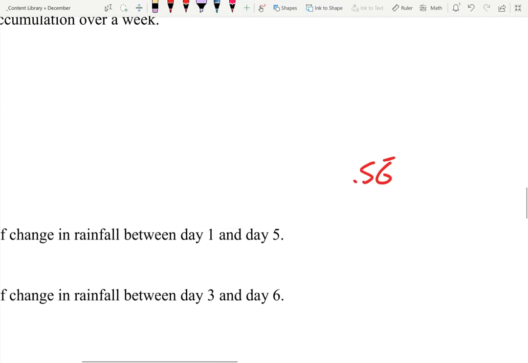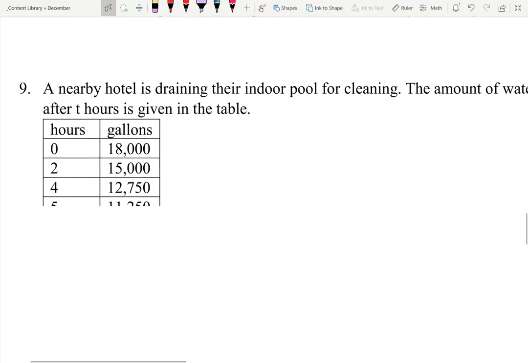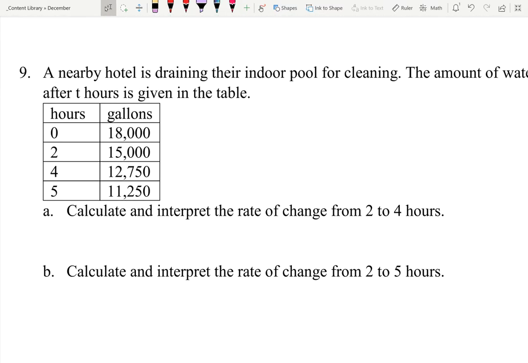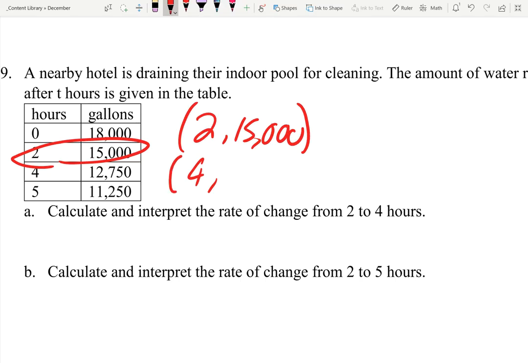We're going to see another one. I think the next problem is just the same exact thing, right? So number 9. Calculate, interpret the rate of change from 2 to 4 hours. So we have our table represents hours, gallons, drained, whatever, right? Interpret the rate of change from 2 to 4 hours. So 2 is 15,000 and 4 is 12,750. So we're just finding the rate of change between those 2 points, right?